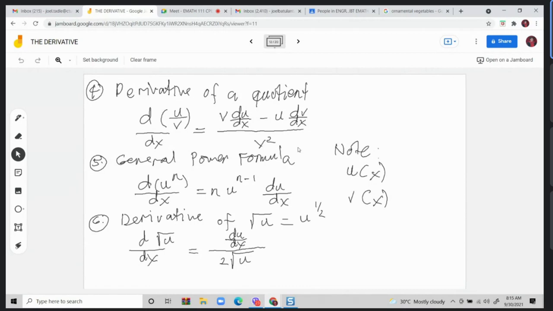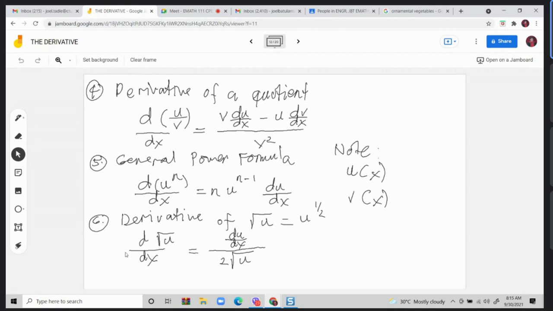Then the general power formula, formula number 5, the derivative of u to the power n with respect to x is equal to the exponent n times u raised to the power of n minus 1, then multiplied by the derivative of u with respect to x. So in here, we need to define our u and n first. Then substitute, there is a formula.